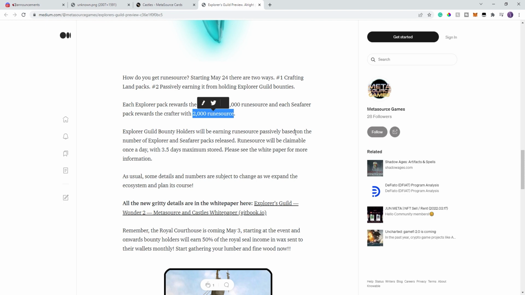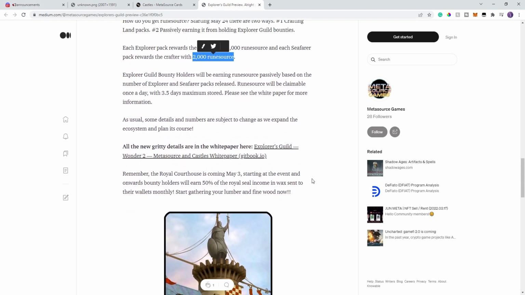Anything beyond that 3.5 days, just so you're aware, it does get the trash. So you don't get anything past that. So make sure that you are harvesting this or grabbing this every 3.5 days. So there's multiple ways to get this rune source. And as they mentioned several times, this goes directly for the dungeon expansion. So more to come on that.